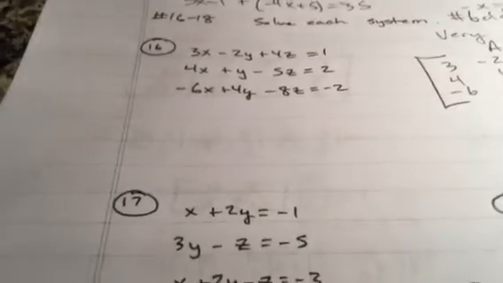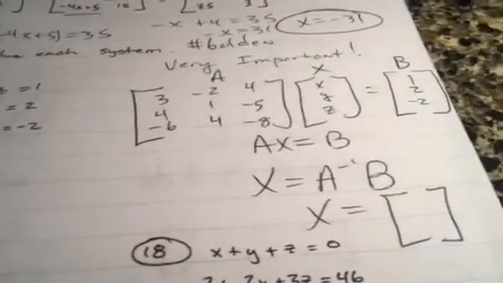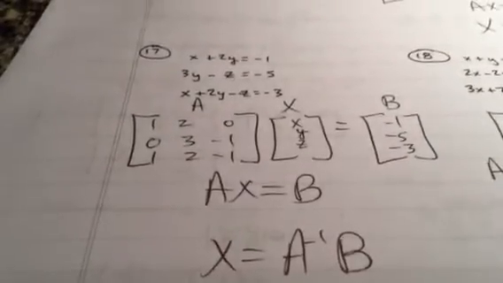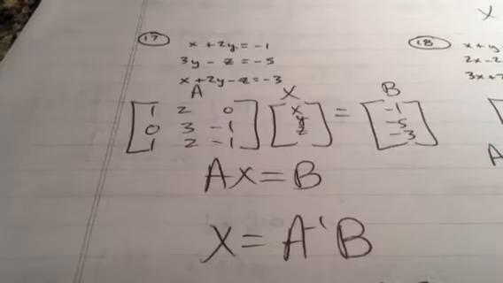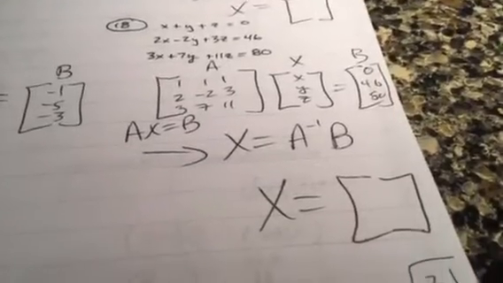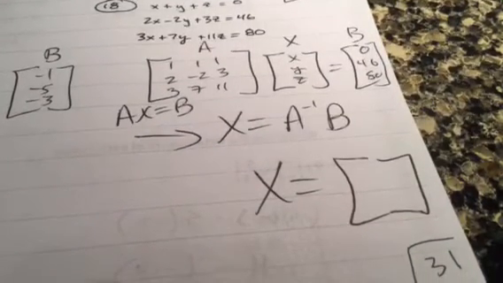This one again, very, very important. It writes matrix A, matrix B, do A inverse B. This one right here, A, X, B, A inverse B for your answer. This one right here, matrix A, matrix X, matrix B, A inverse B. All right, be careful, make sure you have all the negatives for 17.